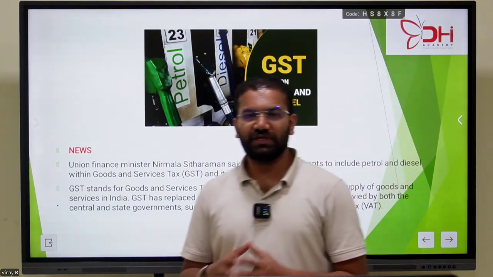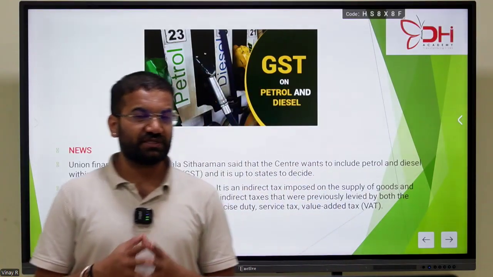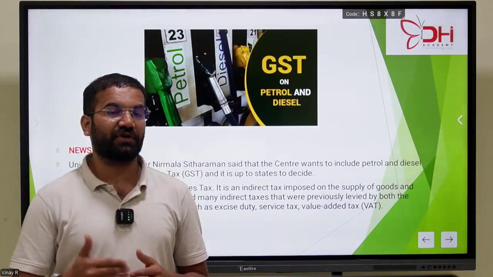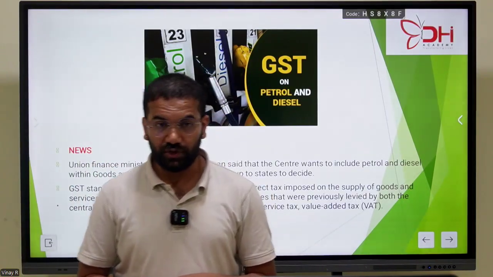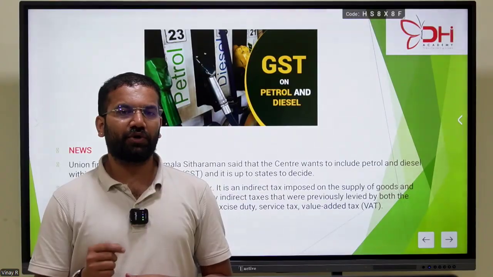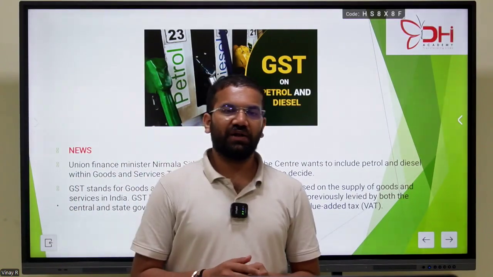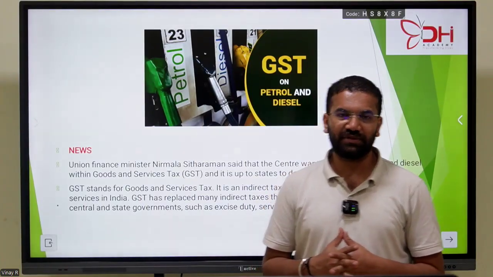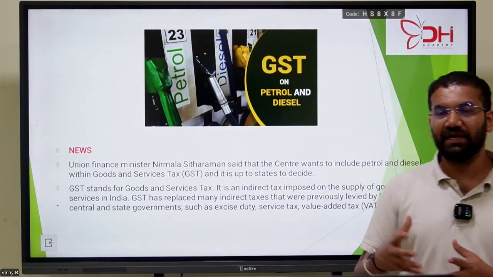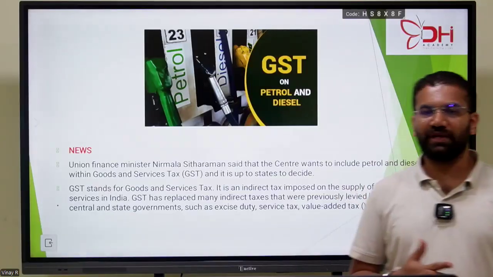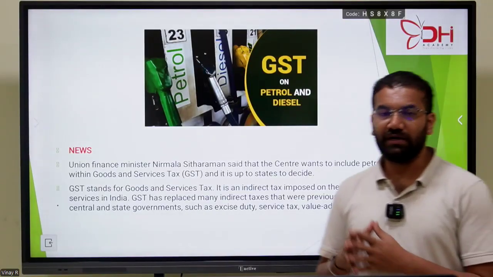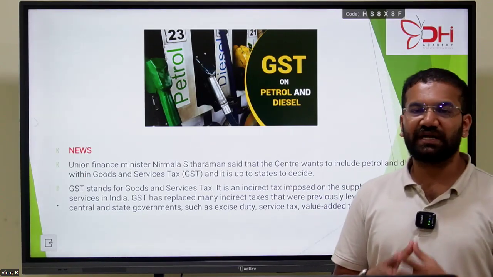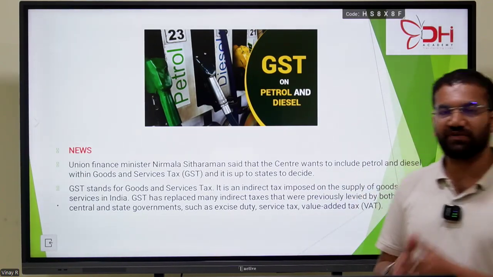So whenever we come to GST, when the GST was formed, there were certain commodities which were left behind and not included in the GST, in which petroleum and diesel are prominent. Recently, the Finance Minister Nirmala Sitharaman ji has said that they are planning to bring petroleum and diesel under GST. As you all know, GST is an indirect tax imposed on supply of goods and services.